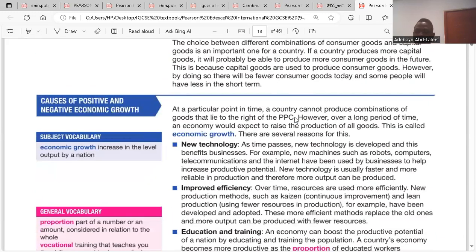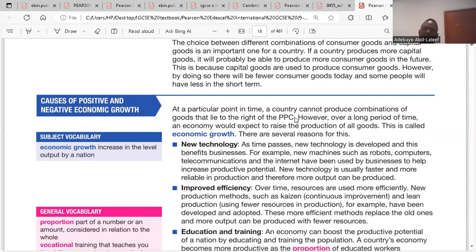Any questions about that? So we go to economic growth. So when we talk about economic growth, it means that there's an increase in the output of an economy. That is what economic growth means. It means that the GDP of a country is increasing, and GDP is the output. The national income of the economy is increasing. Is it clear? So what are the causes of economic growth and economic decline?